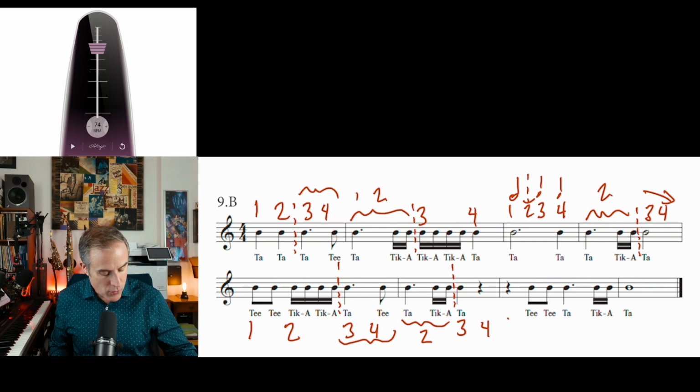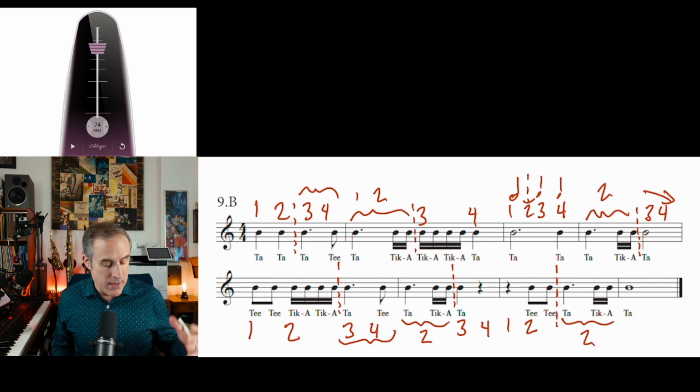Measure 7, rest on beat 1. Ti-ti on beat 2, invisible bar line right here. Then beats 3 and 4, there it is, week 9's rhythmic motif. So that's going to take up 2 beats. And then in the last measure, 1, 2, 3, 4.